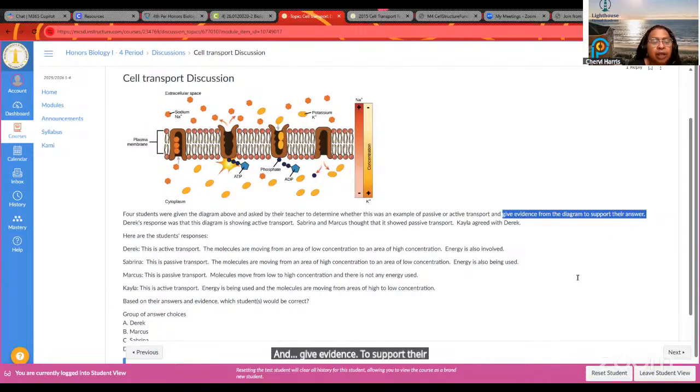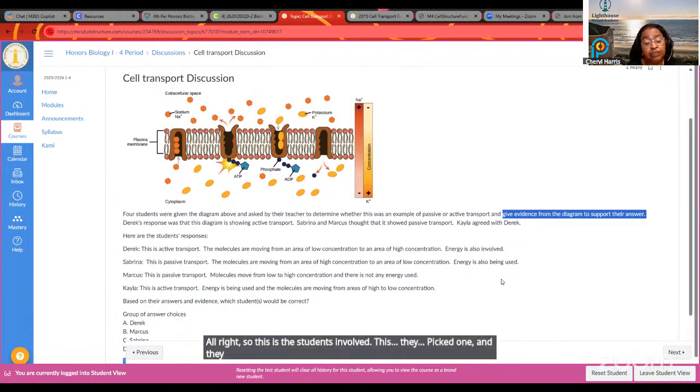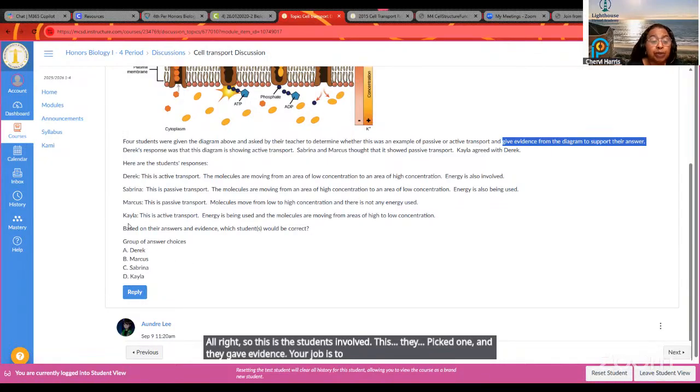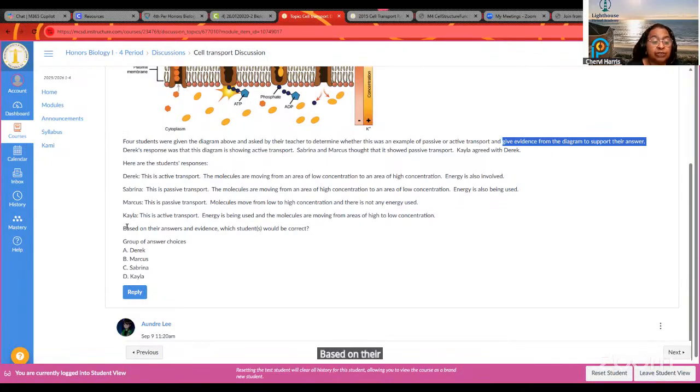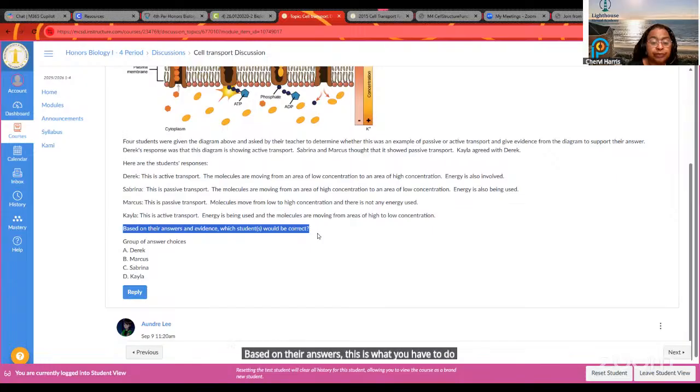So that's your goal, is to figure out, is it active or passive, and give evidence to support their answers. All right, so this is the students involved. They picked one and they gave evidence. Your job is to, based on their answers, this is what you have to do. Figure out which one is right. That's all you have to do right now.